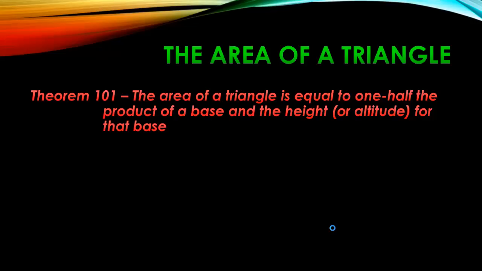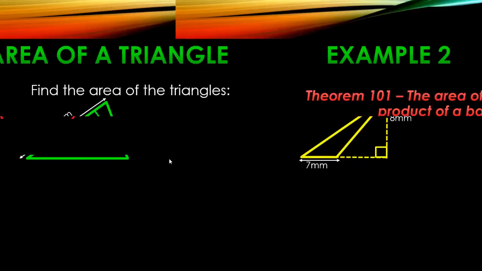Now let's look at area of a triangle. We'll start this one off with a theorem also. Theorem 101 states that the area of a triangle is equal to 1/2 the product of a base and the height, or altitude, for that base. Okay, so area of a triangle equals 1/2 the base times the height.